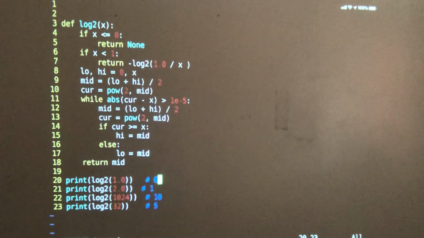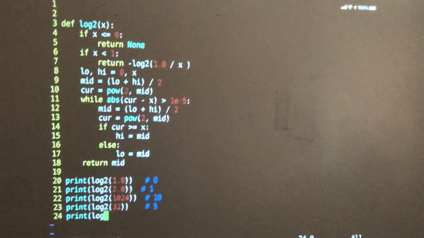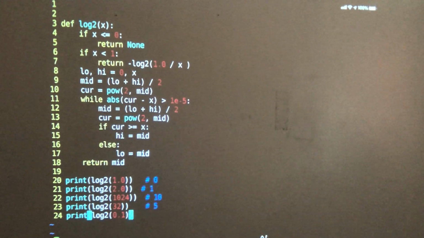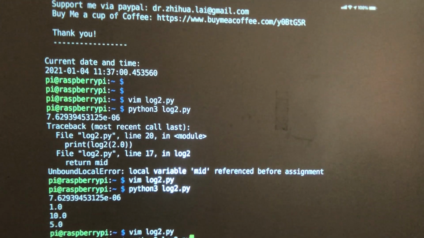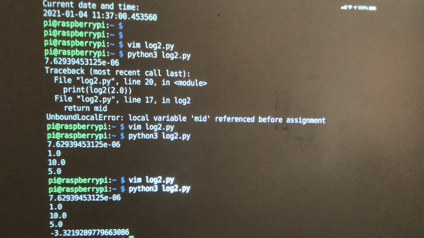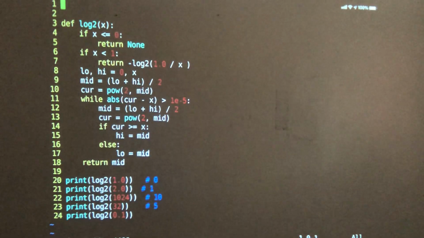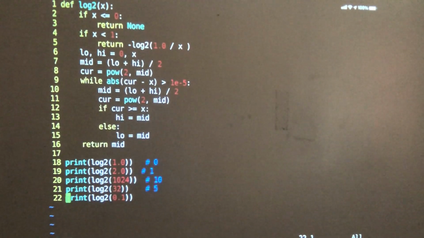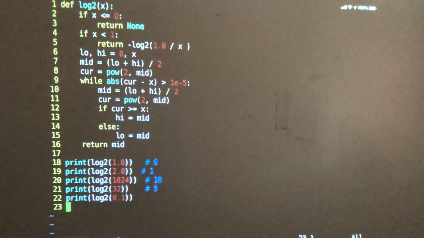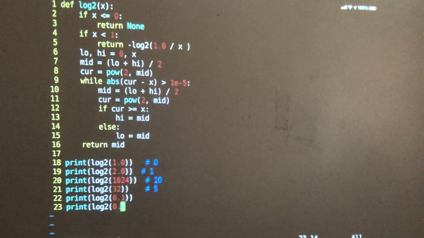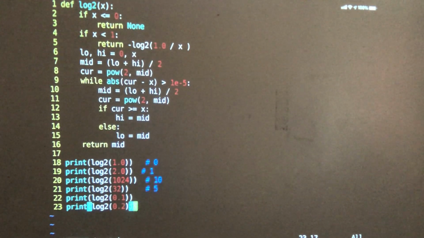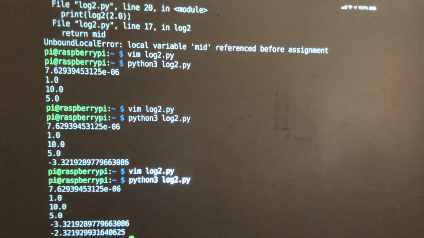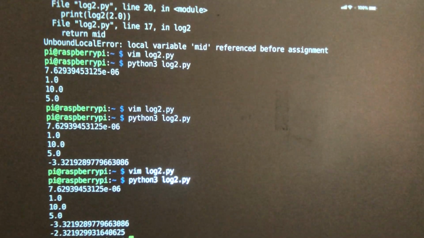So let's try some numbers between 0 and 1. What does log2 of 0.1 return? It should return something negative, right? Yes, exactly. It returns something negative. You see? So we use binary search. What about 0.2, what would that do? Good question. Should it be bigger than log2 of 0.1 or not? Yeah, minus 2.3 is bigger than minus 3.3. Am I right? Yes?